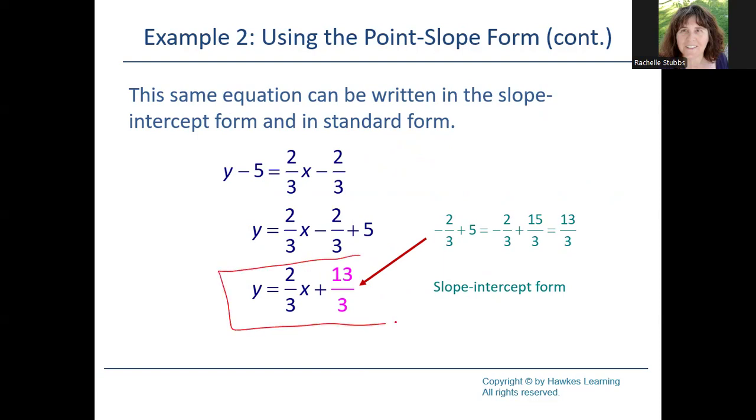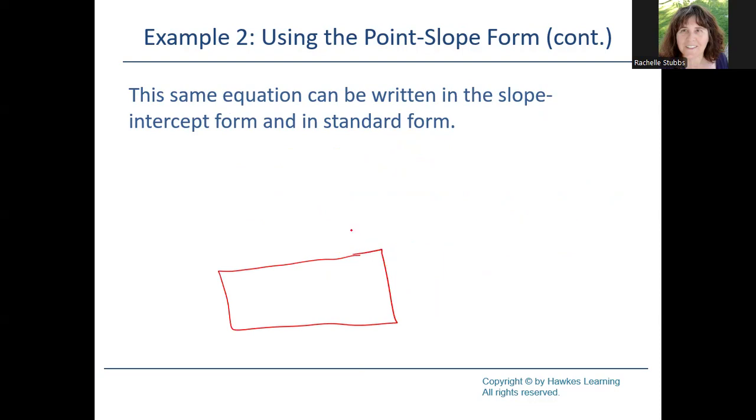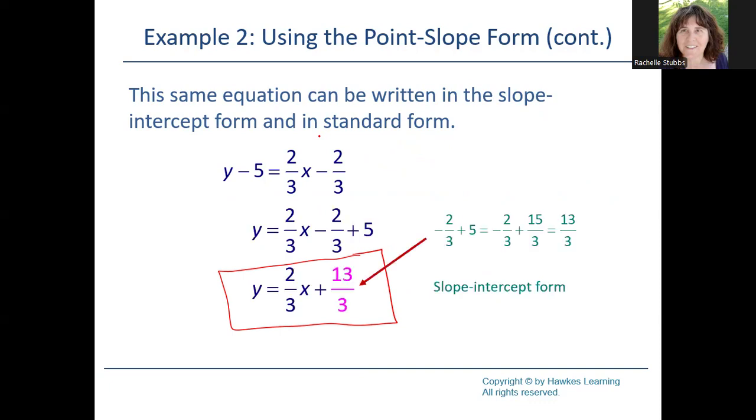Notice how it looks different than the point slope form, or this was the point slope form right here. When you add 5 to each side, like they do, combine any like terms, you end up looking like this. Solve for y once again. Then this is the slope intercept form. All right.